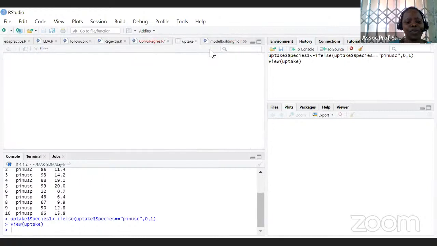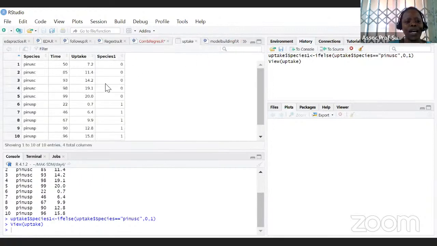and then view. So you can see that in the RStudio window, you view your new variable called species1, and Pinus C has been labeled 0, and Pinus P has been labeled 1. Okay, so species1 is our dummy variable. Remember that 0 and 1 do not have really meaning. We are just coding our data. So you can close that by clicking the X on the menu where there is uptake.